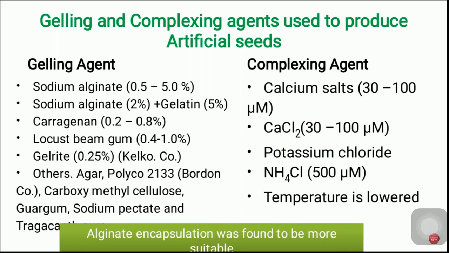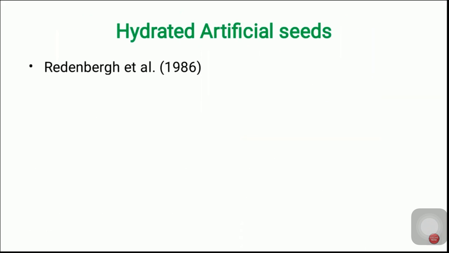Next is the complexing agent. Calcium salt up to 30 to 100 micromolar. More preferably calcium chloride 30 to 100 micromolar is used. Potassium chloride, ammonium chloride are also used. If ammonium chloride is used, the temperature is lowered for best encapsulation. Generally, three kinds of artificial seeds are produced.